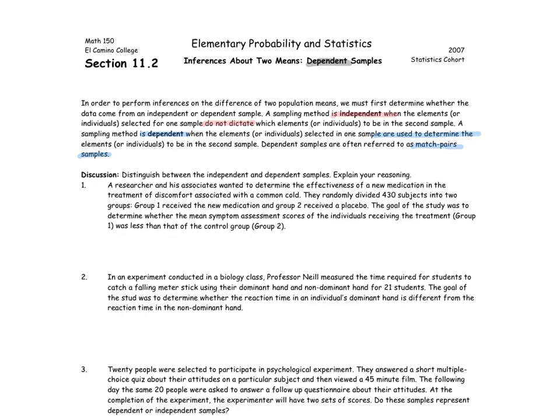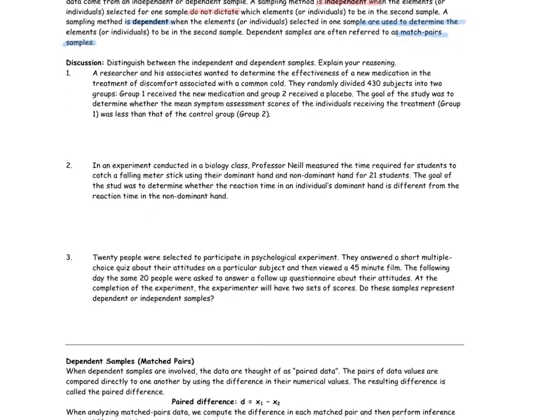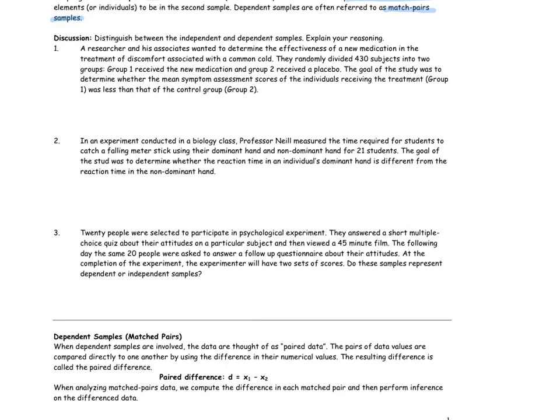So let's practice this again. We had some practice with this in section 11.1. So let's talk about whether it's independent or dependent. A researcher and associates wants to determine the effectiveness of a new medication in treatment of discomfort associated with a common cold. They randomly divided 430 subjects into two groups. Group 1 received the new medication and Group 2 received the placebo. The goal of the study was to determine whether the mean symptom assessment scores of the individuals receiving the treatment were less than that of the control group.